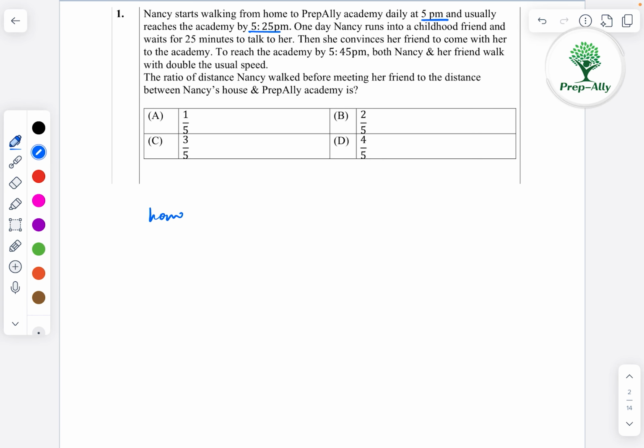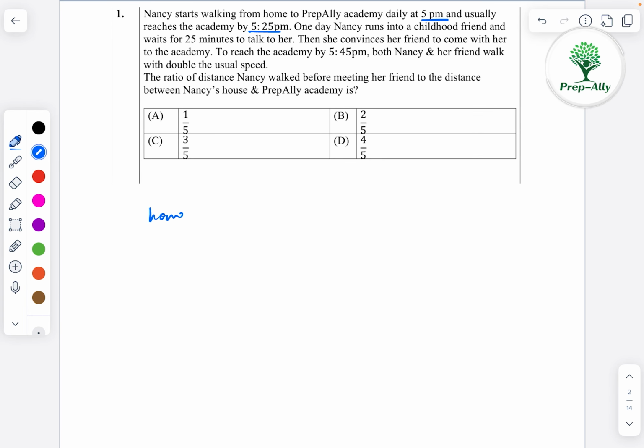Let us say this distance is some d. Let's keep it at that for now. One day, Nancy runs into a childhood friend and waits for 25 minutes to talk to her. Okay, so let us say that one day when she is walking, she meets her friend somewhere here. So there she takes 25 minutes to talk to her. She then convinces her friend to come with her to academy. To reach academy by 5:45 p.m., both Nancy and her friend walk with double the usual speed.